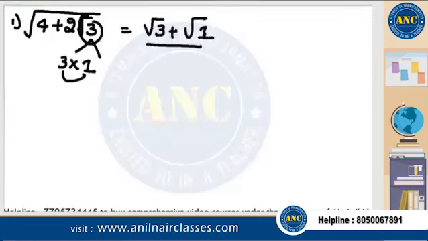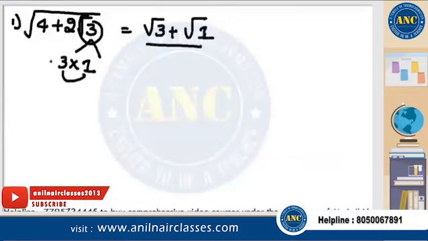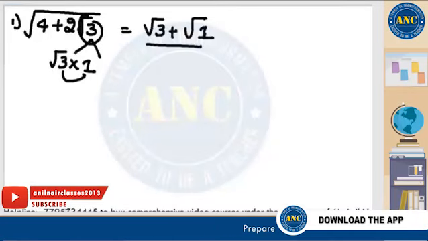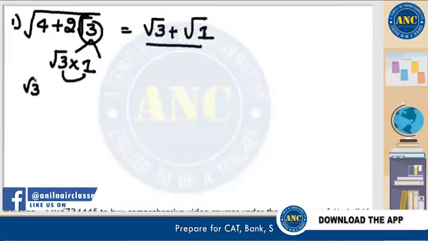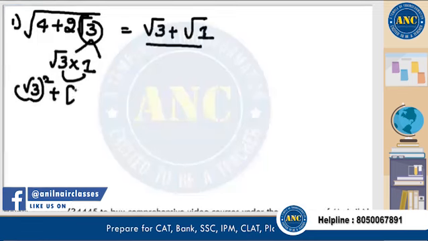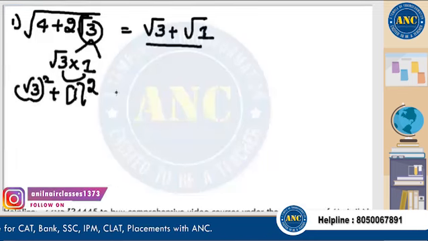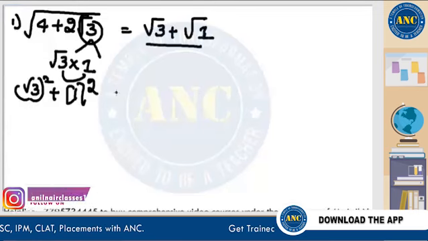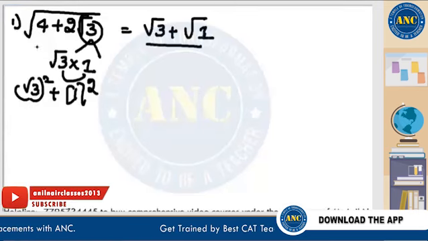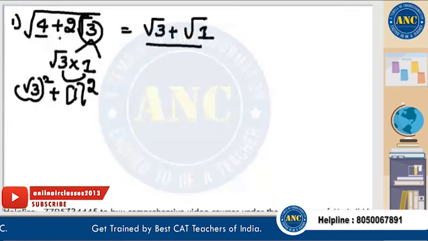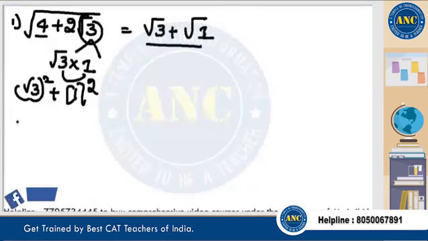Factorize this number. It is nothing but root 3 into 1. So 4 is a square plus b square: root 3 whole square plus 1 square is 3 plus 1, which is 4. Factorize that number into a into b, and this should give you a square plus b square.